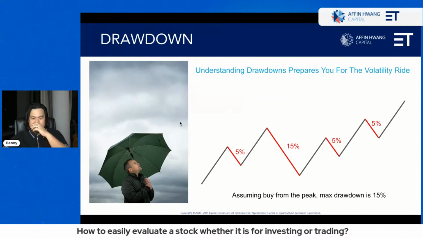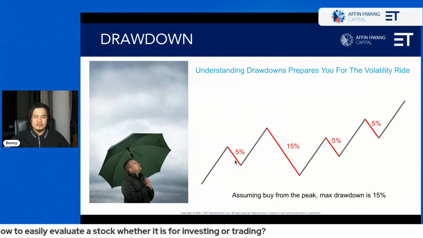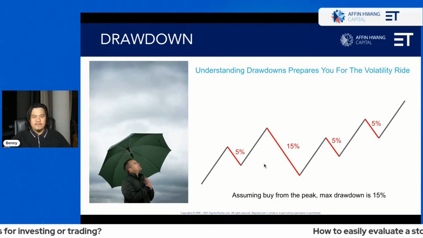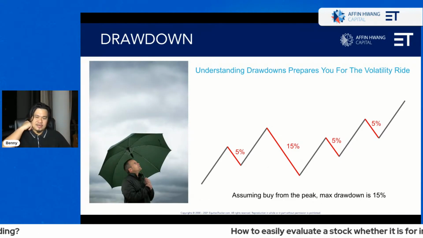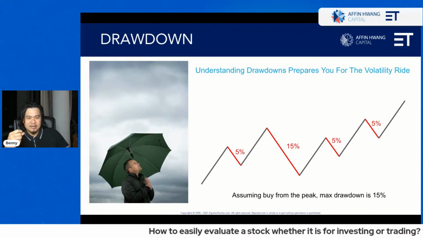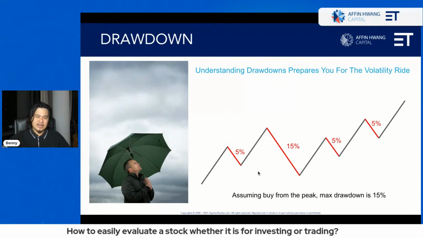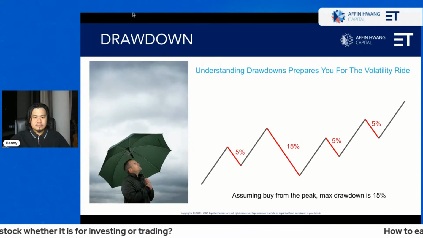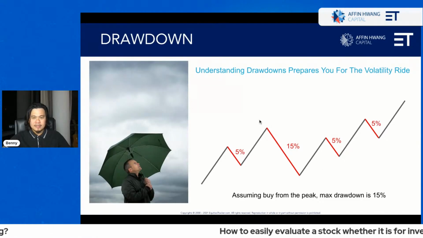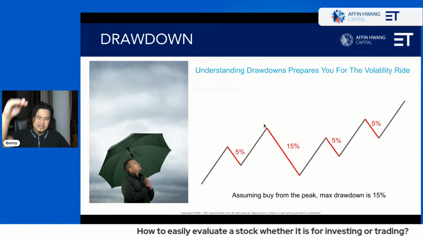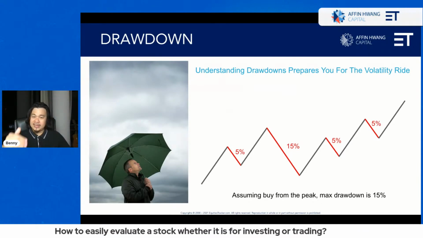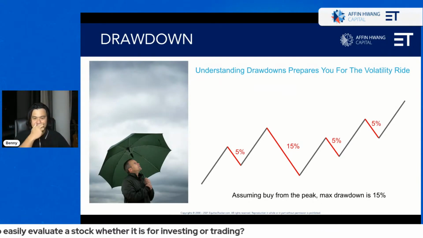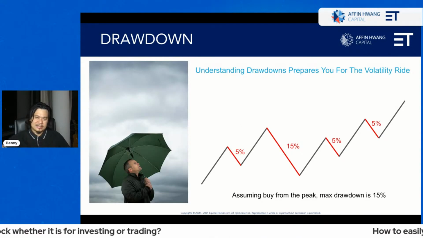So in this case, for example, you see the price usually falls about 5%, 5%, 5%, but there is one period of time where it fell 15%. That means there is a chance that you can get a maximum drawdown of 15% if you buy at the peak. So you buy at the peak and the price comes down 15%, and it did happen before, and it may happen again in the future as well, especially if the stock is volatile.